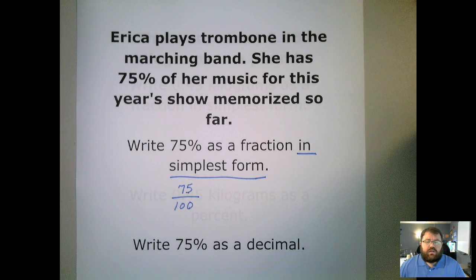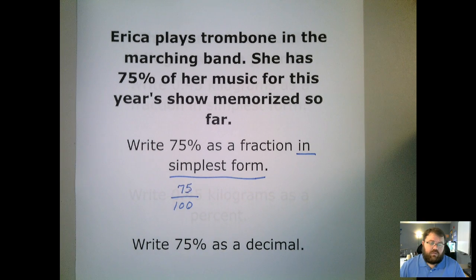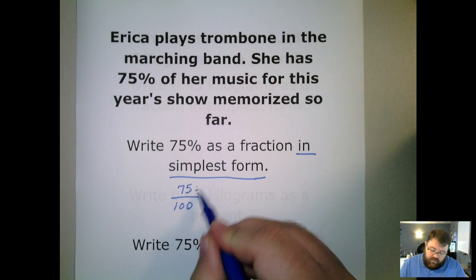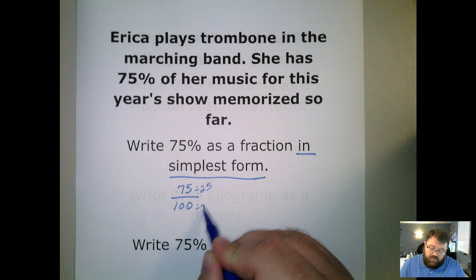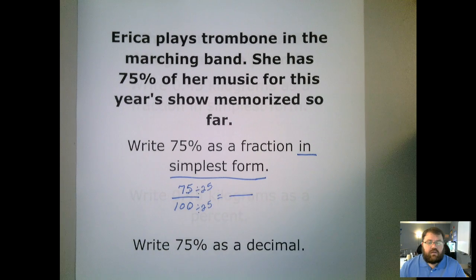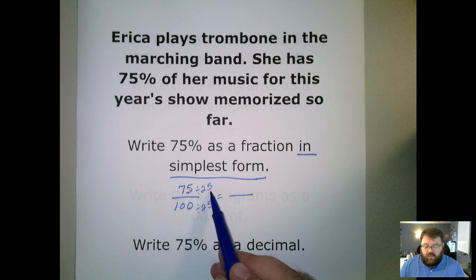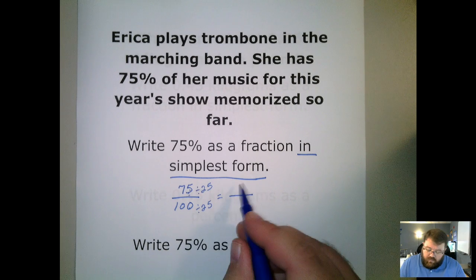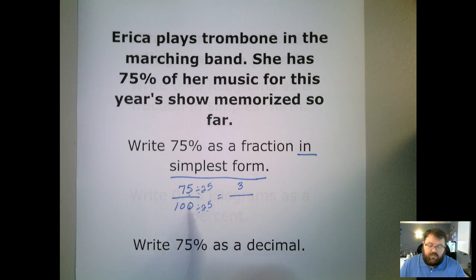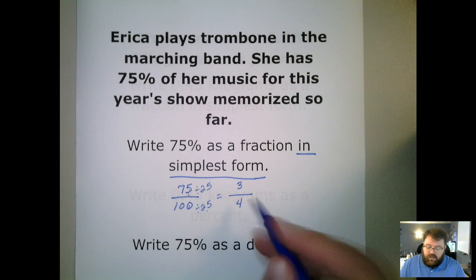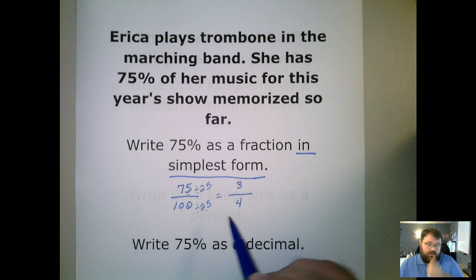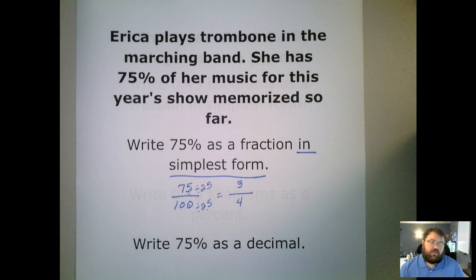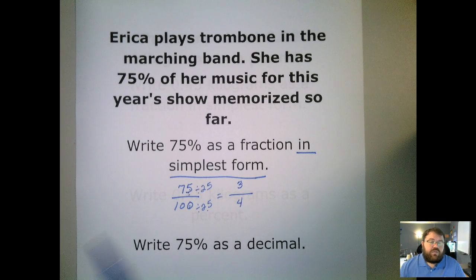And in simplest form, you need to think of what is a number that goes into 75 that also goes into 100. And that number is 25. So you can divide both the numerator and denominator by 25. Think of these as quarters. How many quarters make up 75 cents? Hopefully you said 3. How many quarters make up $1? Hopefully you said 4. So 3/4 is equivalent or equal to 75 over 100. And it's 75% in simplest form.